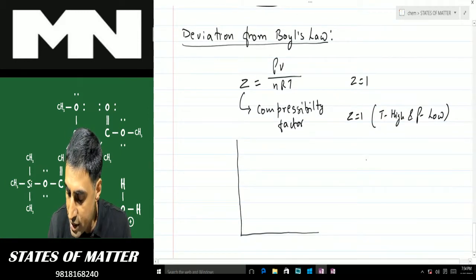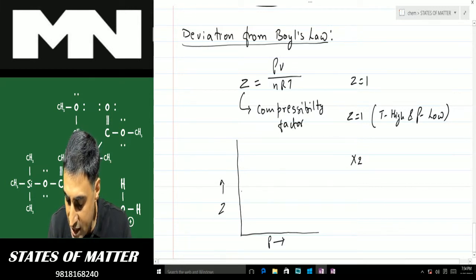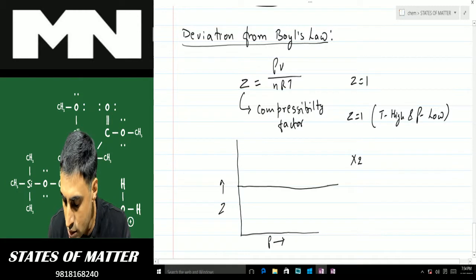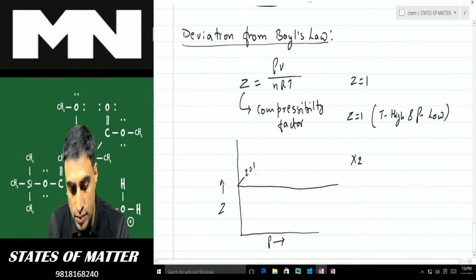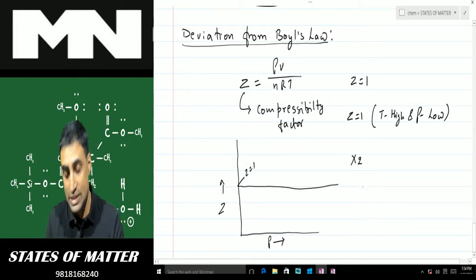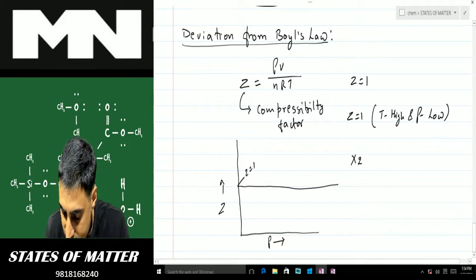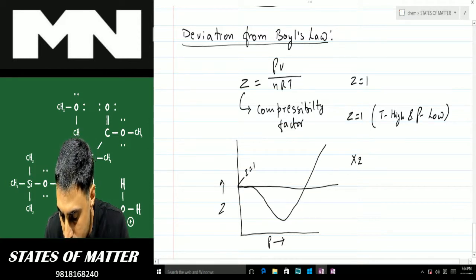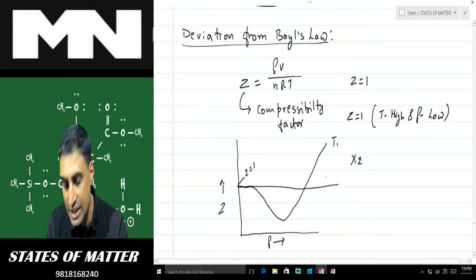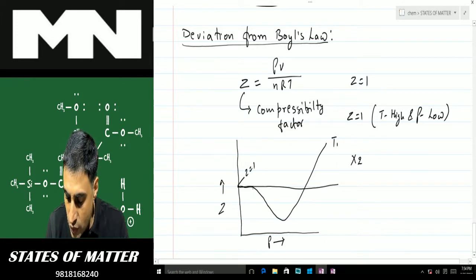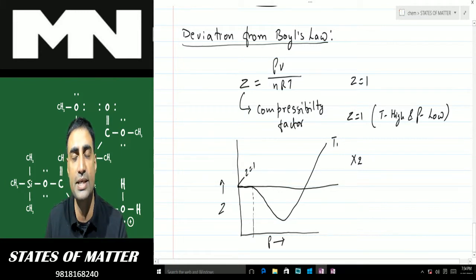Now suppose here I am plotting a graph for gas X2. On one axis I am taking pressure, on another axis I have got Z. And suppose this is the value, here Z is equal to 1. So for any gas X, if I plot a graph, the graph can go like this. This is at temperature T1. So at temperature T1, you can see three parts of this graph. At very low pressure, till this pressure, you will see Z is equal to 1.